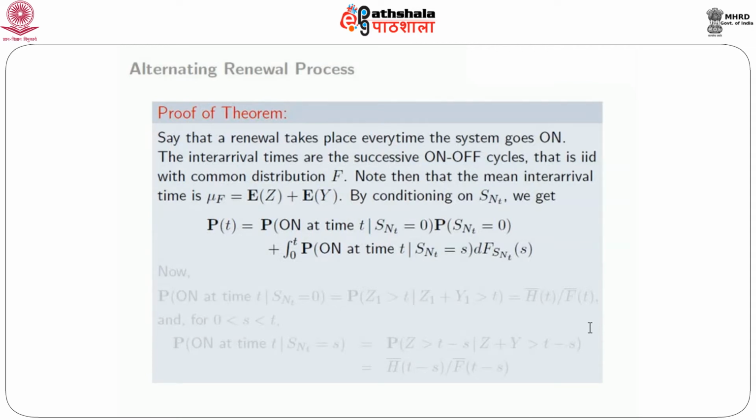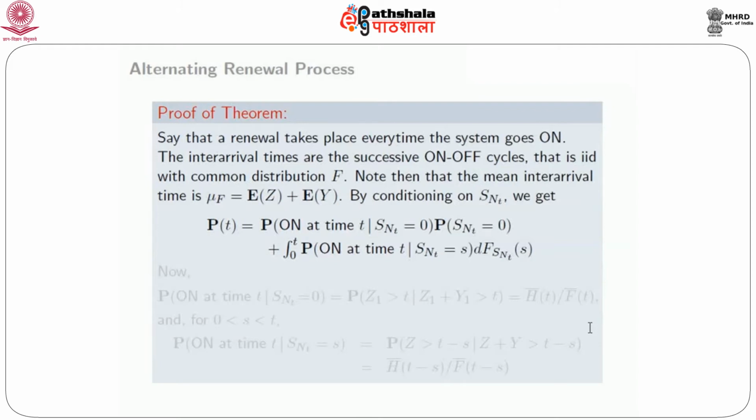the probability that it's on at time t given SNT equal to 0, multiplied by the probability SNT equal to 0, plus, remember SNT equal to 0 has a probability, and for the open interval 0 to t we have a quote unquote density or distribution of SNT, dF_SNT(s). So the second term represents the part where SNT is some positive s. So conditioned on SNT being some positive s, the probability that it's on at time t, of course that has to be integrated with respect to dF_SNT(s).